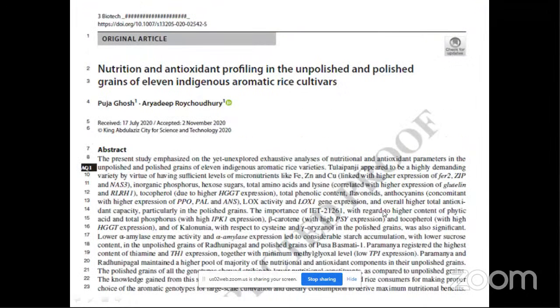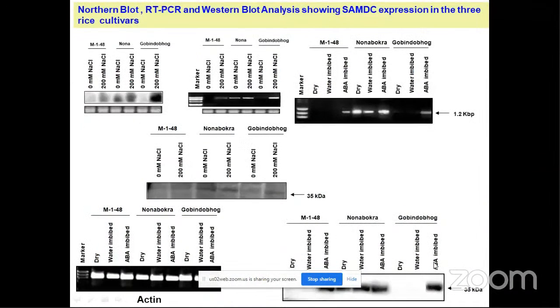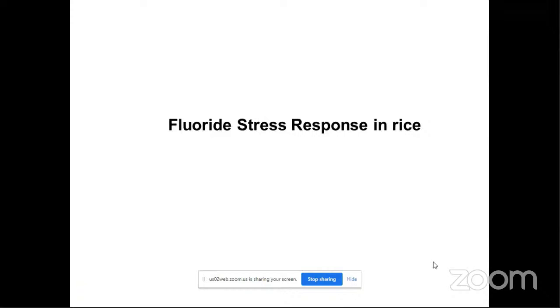So these were some of our conclusions. And I'm not going into details of this work, because here we analyzed the different antioxidant and nutritional profile in the unpolished and polished grains of different aromatic rice. This is not connected with salinity stress, so I'm not going into details of this. Okay, this was one of the works with the polyamine biosynthesis. I think I will skip this one, and I will come to the next part, that is the fluoride stress response.